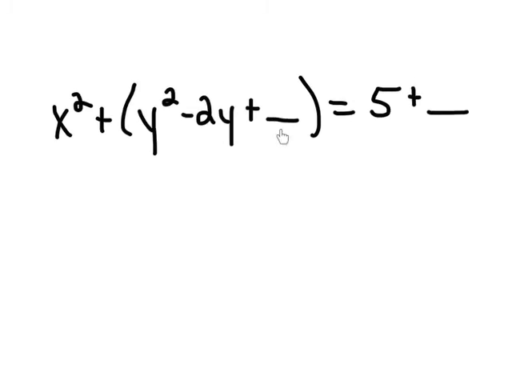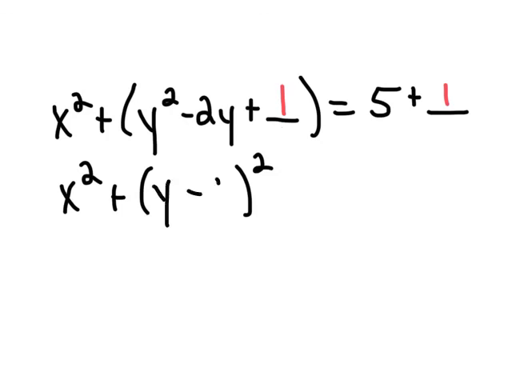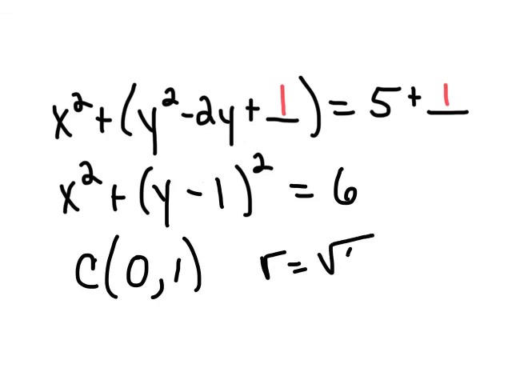Remember, whatever I have to put in there, I got to add over here to make sure my equation stays balanced. So I take the 2, I divide it in half, that's 1, 1 squared is 1, so a 1 is going in both spots. Now once I do that, I'm ready to factor the y. So my x squared stays the same, plus, remember when I factor, it's a perfect square trinomial, so it's going to be the square root of y squared and the square root of 1 and the sign of the center term. So it's y minus 1. And on the other side we have 6, and we're already in the form that we want. The center is going to be 0, 1, and the radius is going to be radical 6, and you are done.